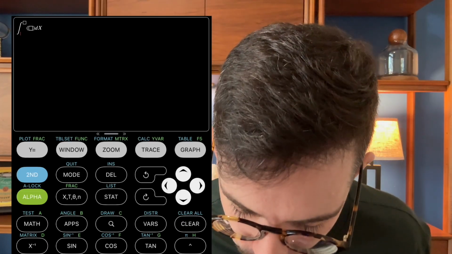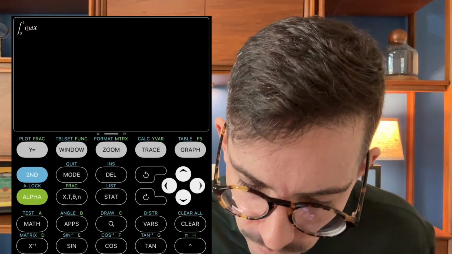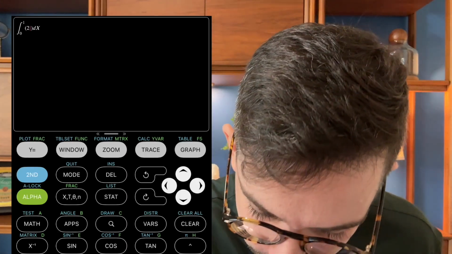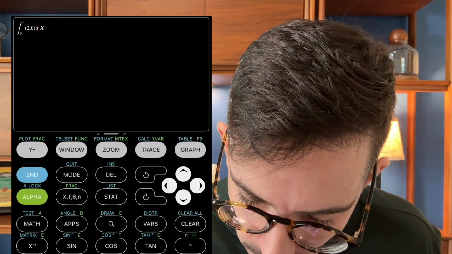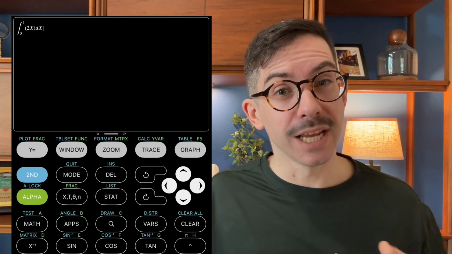So if I do the integral from 0 up to 1 of an integral that I know how to deal with, say 2x, that is my variable. Well, an antiderivative for 2x is just x squared.